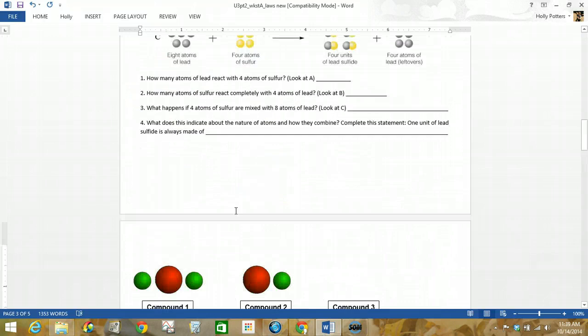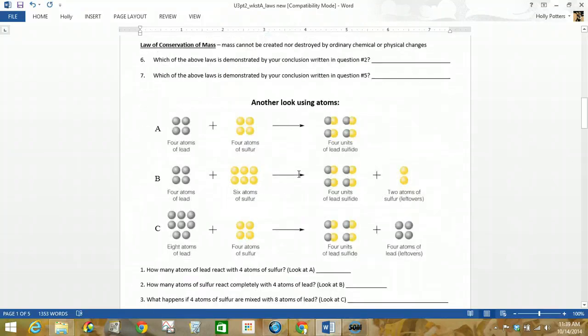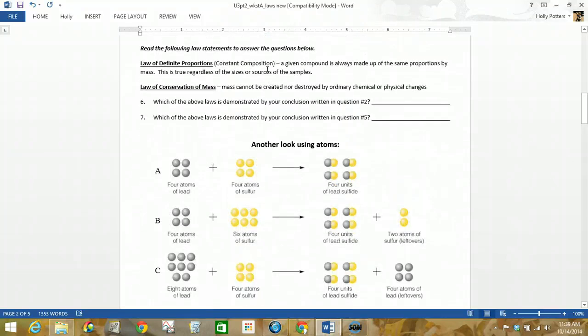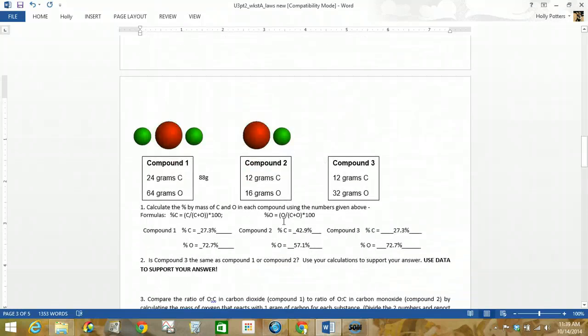So notice the law of definite proportions. Here it is. A compound is always made up of the same proportions by mass, and it's true regardless of the sizes or sources of the samples. So once we find out either the mass ratios or the mass percents, which is what we just did, we compare them. And if 2 samples are the same compound, they should have the same mass percent or mass ratio.